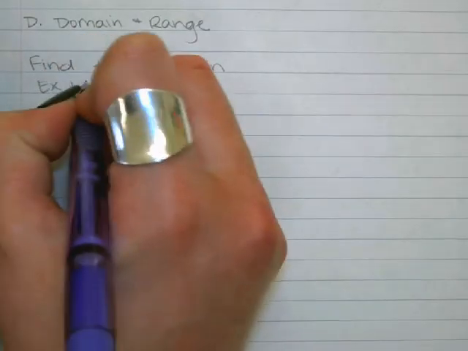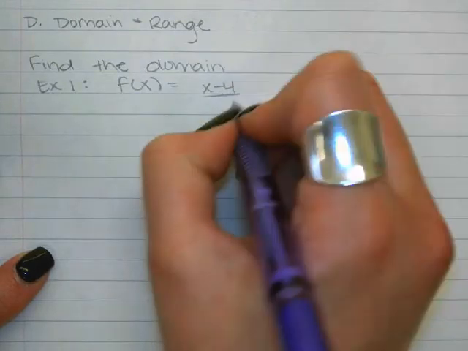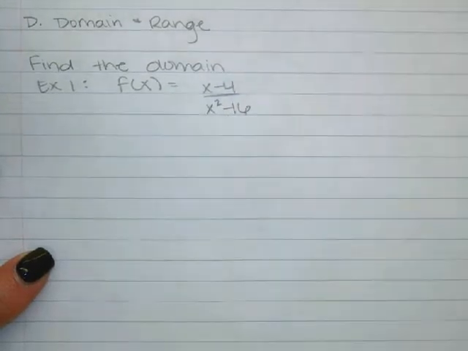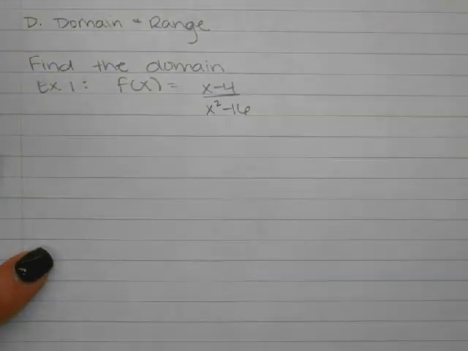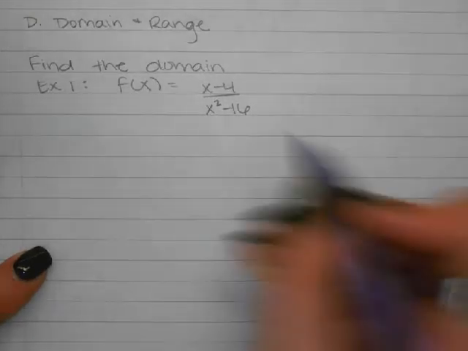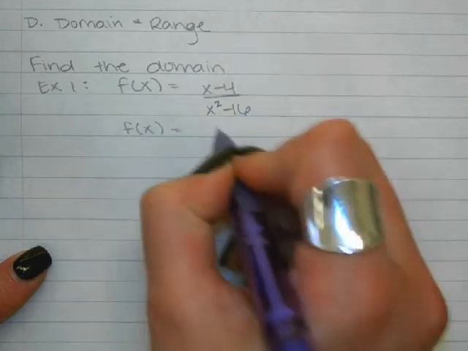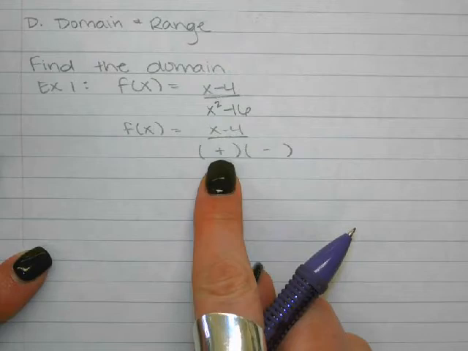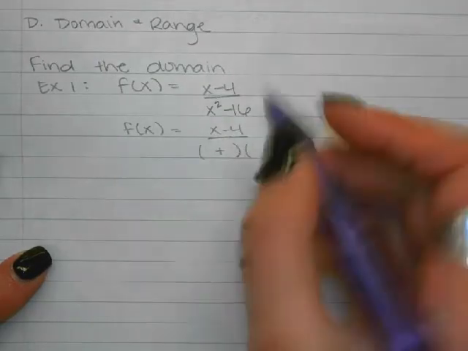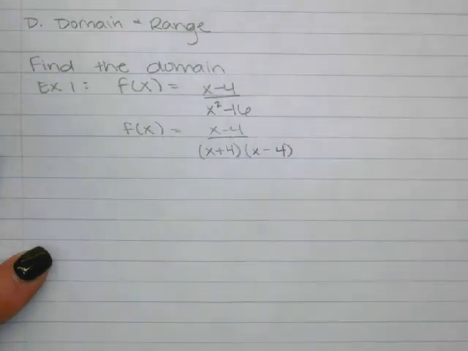And example 1 is the rational function f of x equals x minus 4 over x squared minus 16. And so I don't care about the top, the numerator. I just care about the denominator. So what I'm going to do is factor that, and I can see that this problem is a difference of squares. So I have f of x equals the x minus 4 on the top, but on the bottom, I know I've got 2 sets of parentheses, one with a plus, one with a minus, and I have to multiply to 16, so it'll be 4. x plus 4, x minus 4.